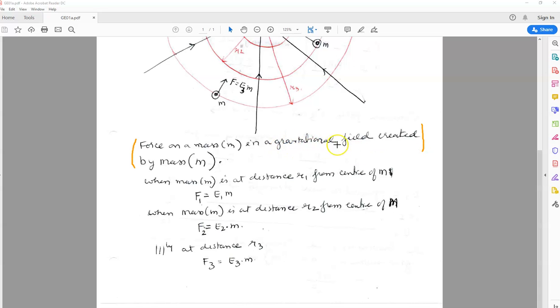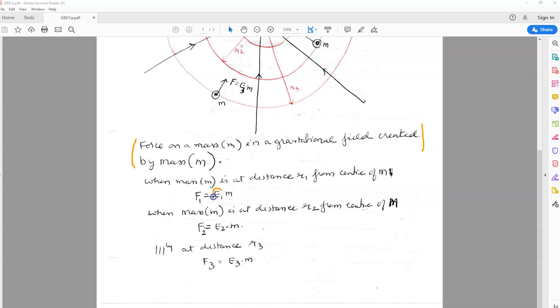So here the gravitational field is created by this big mass M. You know every mass produces a gravitational field. Because we are considering this small m as a test mass, we are ignoring the gravitational field produced by this test mass itself. Now according to the formula, when the mass is at a distance r1 from the center of the big mass, the force, I'm going to write F1, is equal to E1 times m.